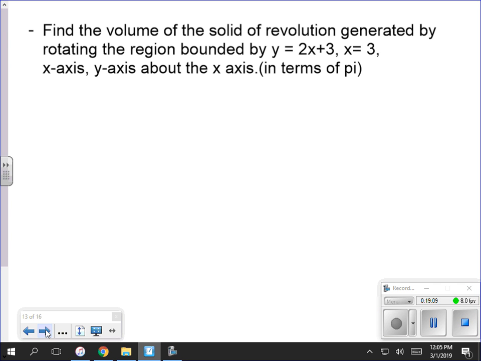Okay, so let's do this one. Find the volume of the solid of revolution generated by rotating the region bounded by the line y equals 2x plus 3, the line x equals 3, the x-axis and y-axis about the x-axis, in terms of pi. So, first step, draw a diagram. Draw those parts. Draw the line, draw the boundaries, sketch it out. Do that first before you do anything else.